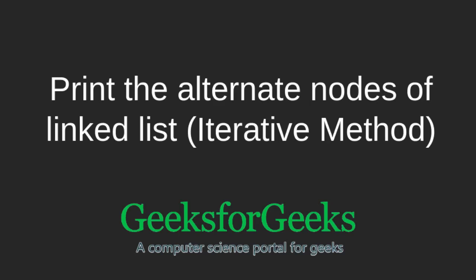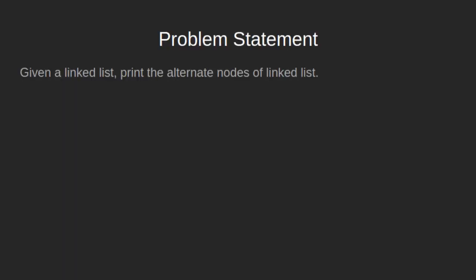In this video, we will learn how to print the alternate nodes of the linked list. We will discuss the iterative method in this video. So, the problem statement says we are given a linked list. We have to print alternate nodes of the linked list. Let's see some examples first.